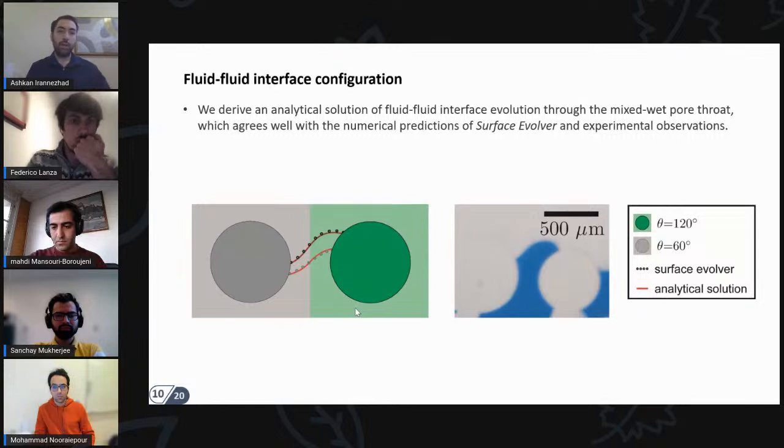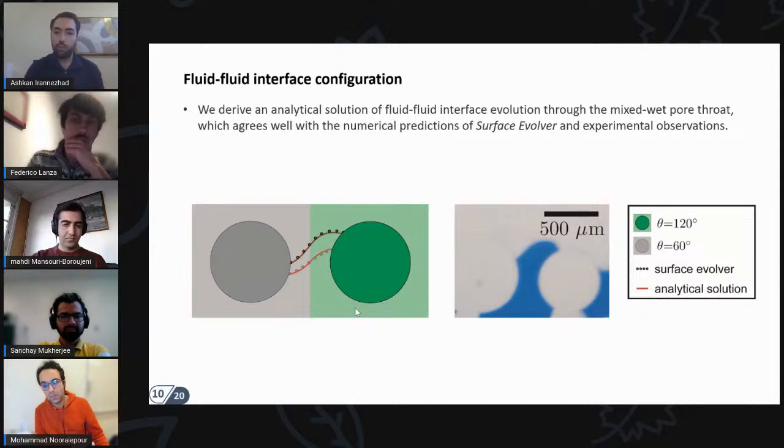Next, we derive an analytical solution of the fluid-fluid interface evolution through the mixed wet pore throat. As we can see in the picture on the left, our analytical solution agrees well with the numerical prediction of Surface Evolver. And on the right, we are looking at one of our experimental observations, where we can see that specific S-shaped fluid-fluid interface inside our microfluidic flow cells between 2 posts.